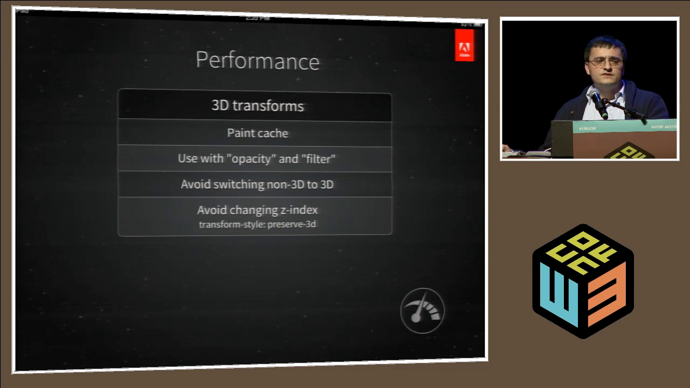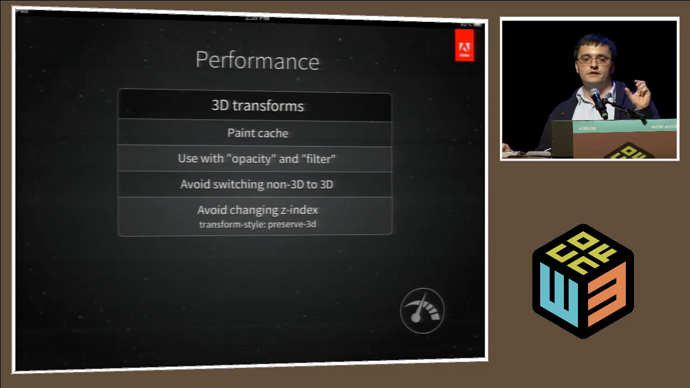Also, during the animations, you don't want to move from non-3D to 3D. What that means is if you have a transform 3D property that you only apply for 2 seconds, you'd better apply it from the beginning of the animation, even though it's just an empty transform like translate Z 0. Otherwise, you'll see a flicker that happens exactly when the animation moves from 2D to 3D.